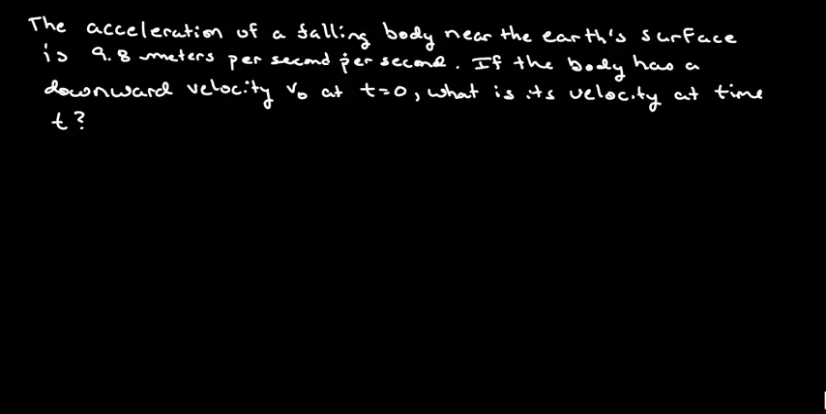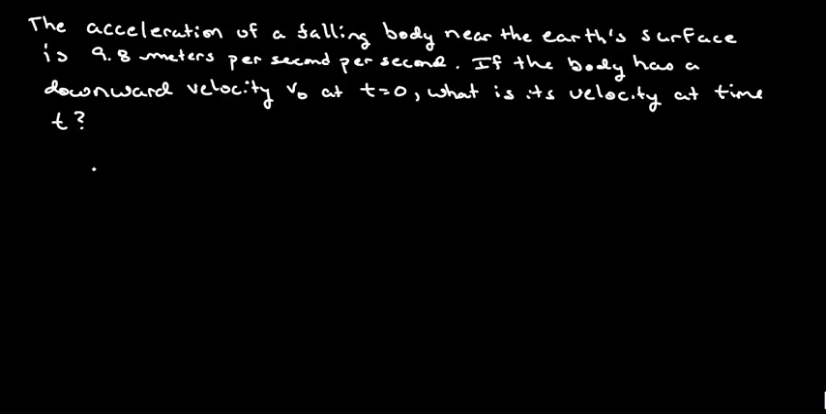It says the acceleration of a falling body near the Earth's surface is 9.8 meters per second per second. If the body has a downward velocity v sub naught at time 0, what is the velocity at time t? Okay, so here's what we've got.